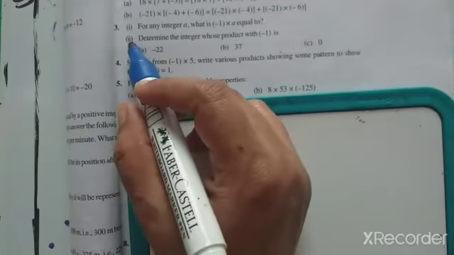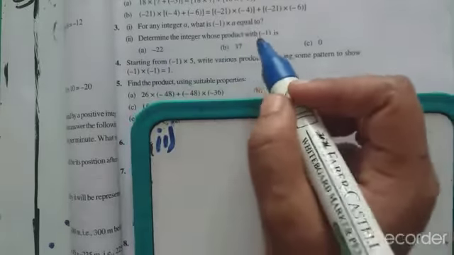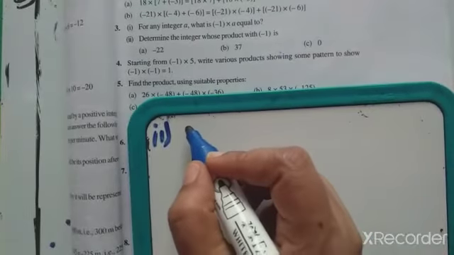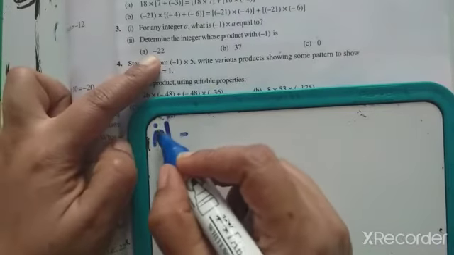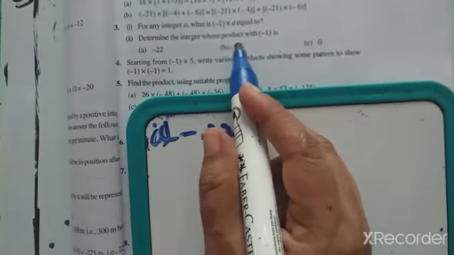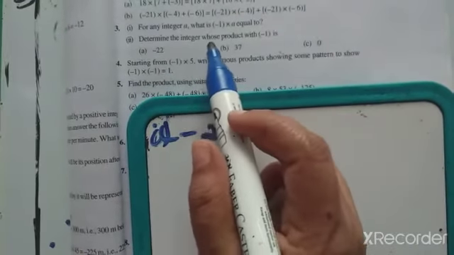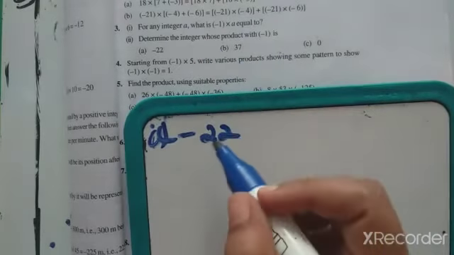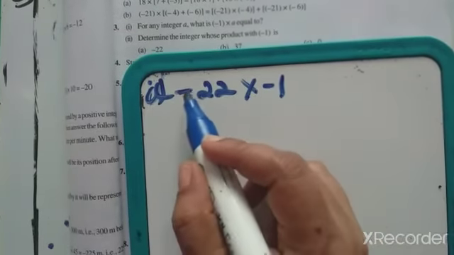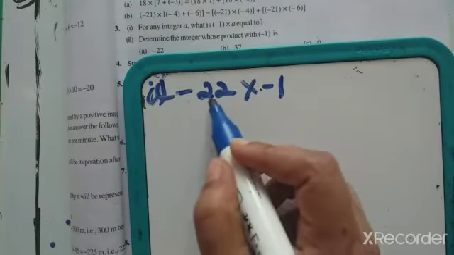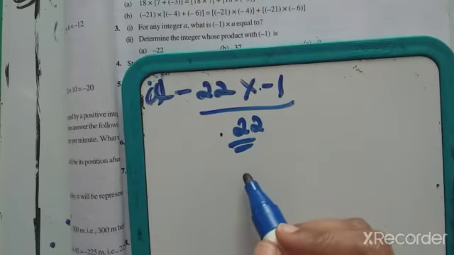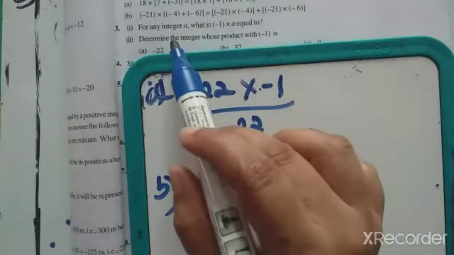Now the second question: determine the integers whose product with minus 1 is. So here first question, a is 22, minus a is minus 22. Determine the integer whose product with minus 1. So here we have to multiply into minus 1. So answer is minus into minus is plus, 22 ones are 22. Answer is plus 22.